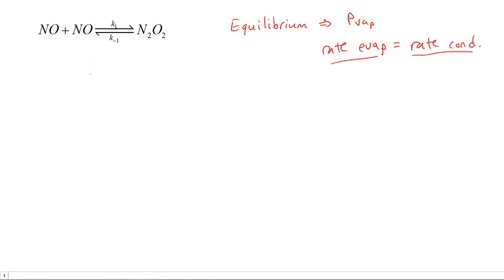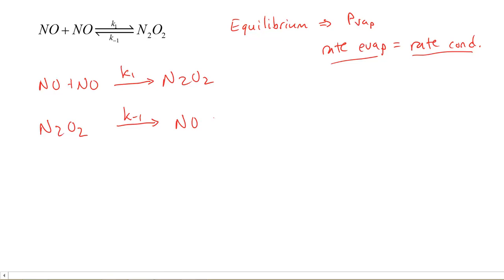Well, that's what's happening here. We can imagine this reaction happening with a rate constant K1 to form N2O2. But we also can imagine N2O2 breaking apart with a rate constant named K-1 into NO plus NO. So both of these processes can happen. If we started with only NO, then the only reaction that can occur initially would be to create N2O2. But after a while, there will be N2O2 in the container, and it can start to break apart.